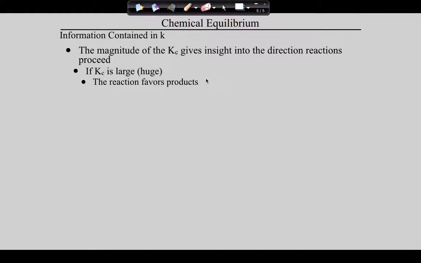So guys, this tells us, and I would write this down, because this is the way to say it: the reaction favors products. But there's another interesting way to say this. Try this one on for size: the equilibrium lies to the right.